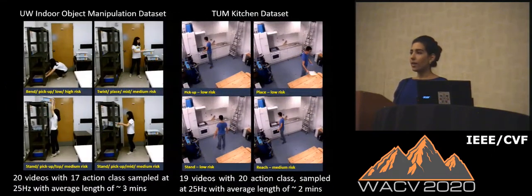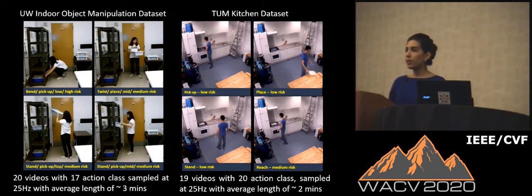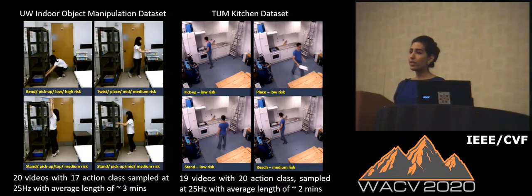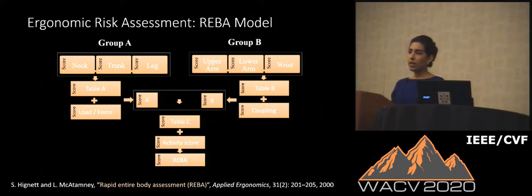We are testing our algorithm on the University of Washington Indoor Object Manipulation dataset and the Technical University of Munich kitchen dataset, since these are long videos and they have multiple activities that are happening within the video. The ergonomic risk assessment measure that we're using is called Rapid Entire Body Assessment, which penalizes joint angles if they're going far from the healthy range of motion.